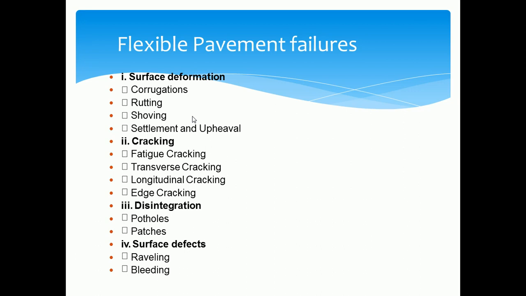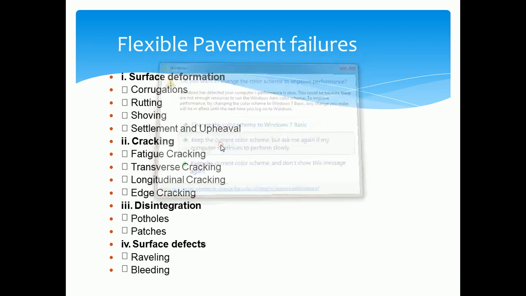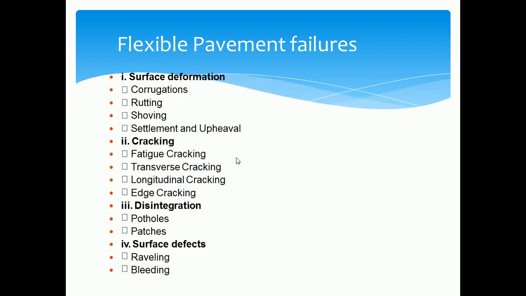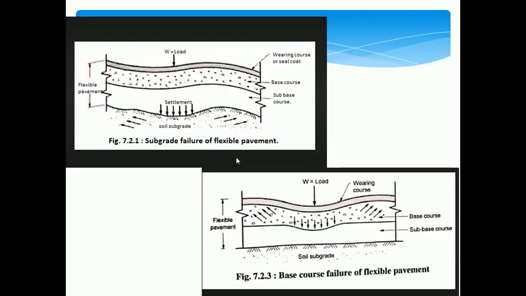Whatever types of failures you are observing in this slide, these are all surface deformations. But if you want to talk about failures in the subgrade and subbase, we need to discuss what is the cause of the failure in the subgrade as well as the subbase. You can observe in this figure the subgrade failure and base course failure in the flexible pavement. Subgrade, we know, is the well compacted soil layer above which the different layers of the pavement surface have been provided.